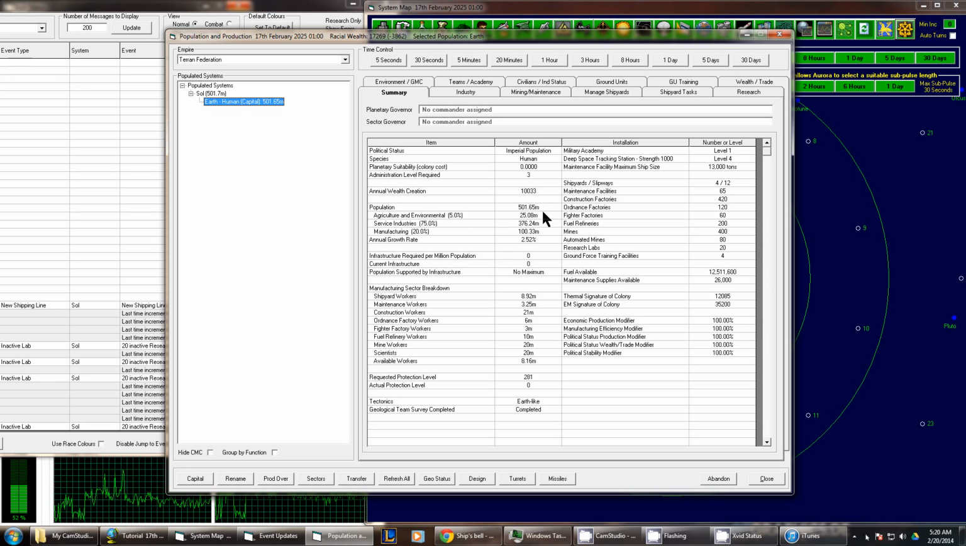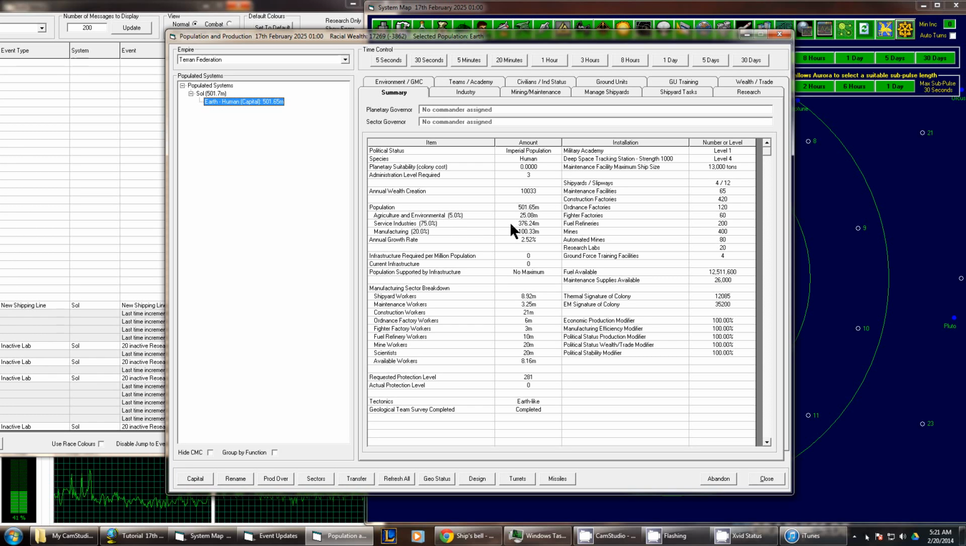Population, how many people are here and how it's broken down. Manufacturing is how many people do you have working for you in your manufacturing sector here. How many people are in the mines, how many people are working as scientists, how many people are working as construction workers. Agriculture, you don't have to get into that, but it just shows you that this is a fully developed place, and you only need 5% of your people working in agriculture and service.